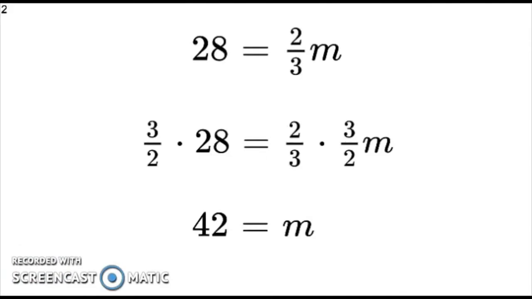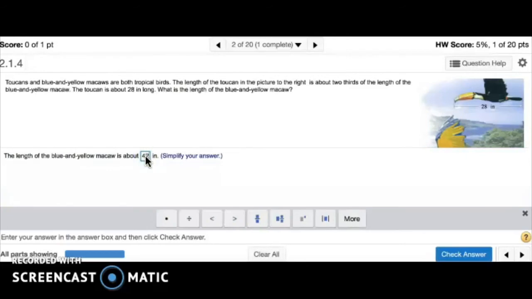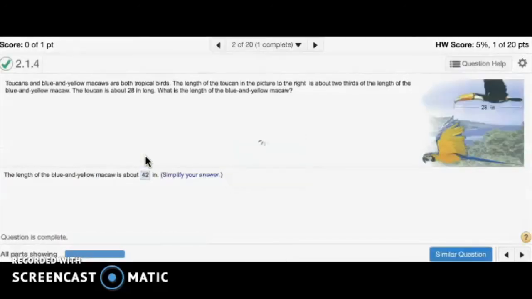So let's type it in. So typing in 42, that is my answer.